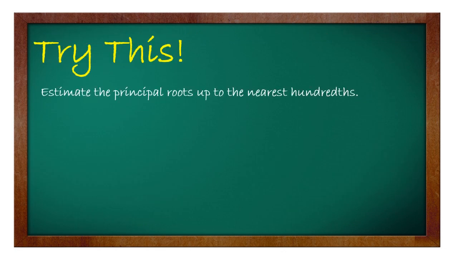Estimate the principal roots up to the nearest hundreds. So, square root of 30, square root of 129, square root of 209. I-post mo muna yung video na to, then try mo sagutan. Sundan mo lang po yung procedure kanina sa video natin. Pwede mo siyang i-rewind para makita mo ulit kung paano yung process. And then, pag may sagot ka na, pwede mo na siyang i-continue para ma-check mo kung tama yung sagot mo.